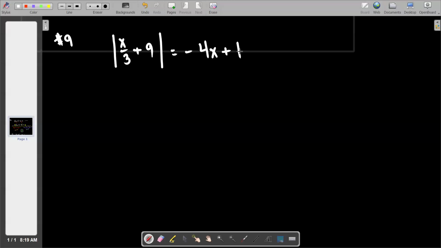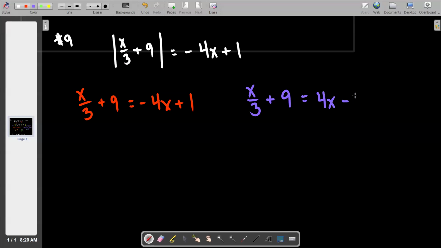So regardless of the fact that there's a fraction, that shouldn't alter what we do next. What we do next is robotically programmed into us. We know that we have to do our due diligence and make two versions of this equation. So one of them, as always, is essentially a carbon copy. We just take off the absolute value. The other one starts out as a carbon copy. The x over 3 plus 9 doesn't change, but we again negate the entire right side. So negative 4x becomes 4x and plus 1 becomes minus 1.